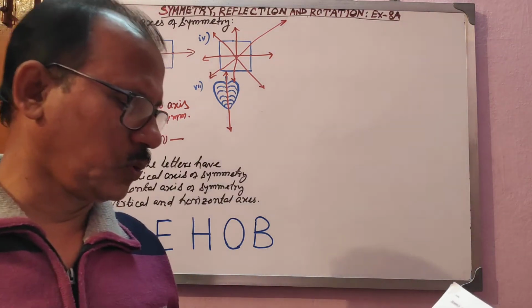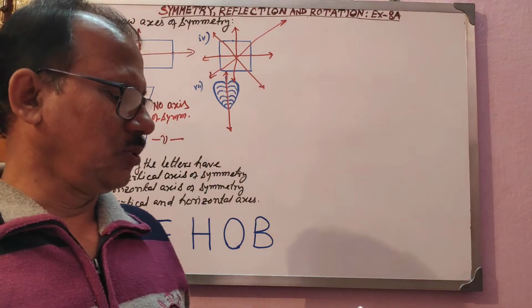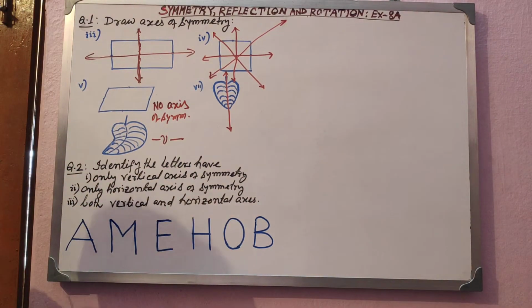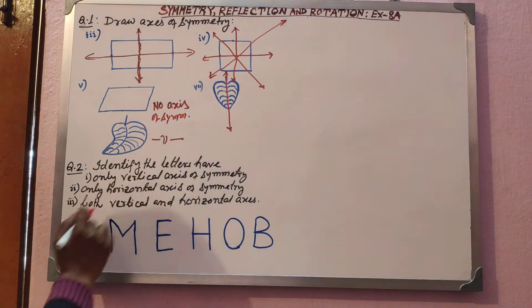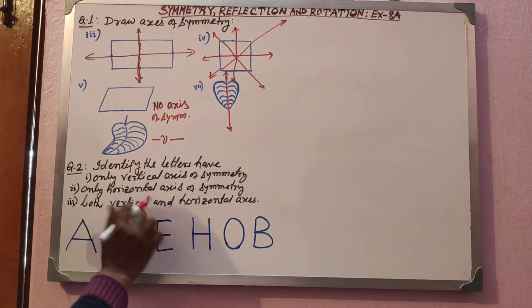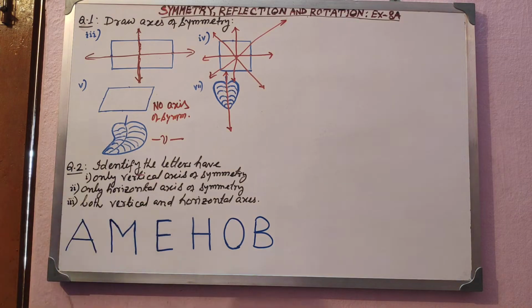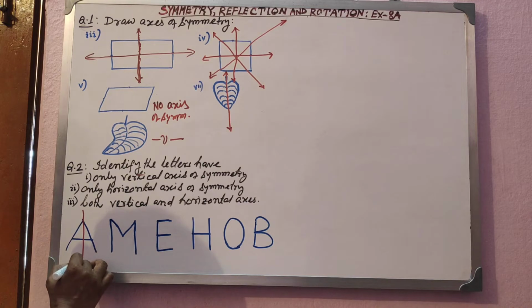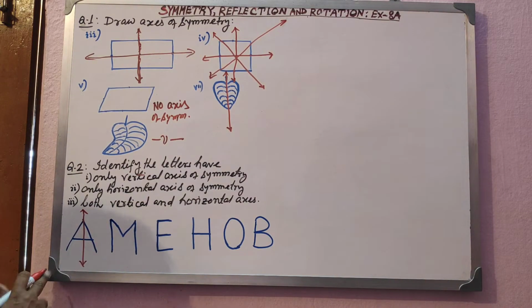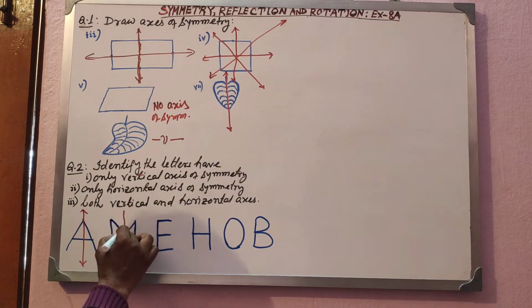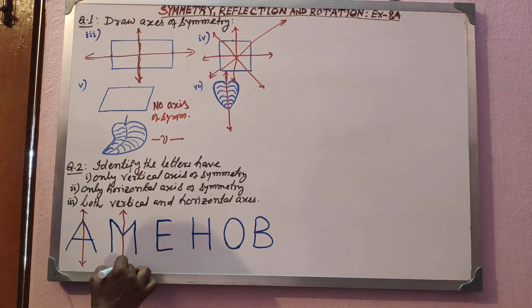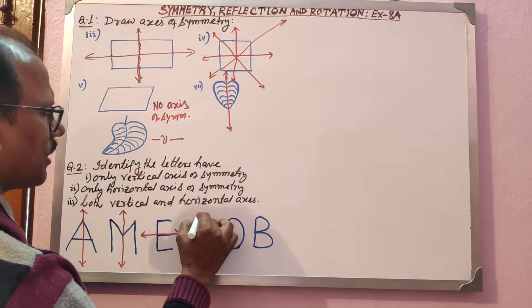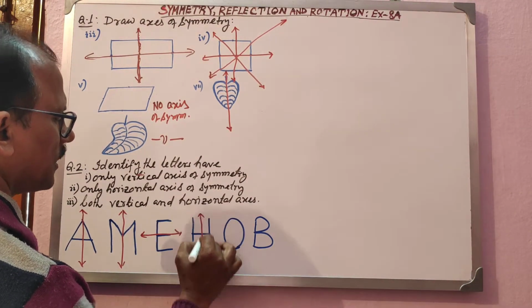Now moving on to question number 2. It says: identify the letters which have only vertical symmetry. Some letters have been given to you, which have only a vertical line of symmetry, or a horizontal line of symmetry, or both. See, letter A definitely will have one vertical line of symmetry. Letter M also will have a vertical line of symmetry. Letter E will have a horizontal line of symmetry. Letter H will have both, isn't it?